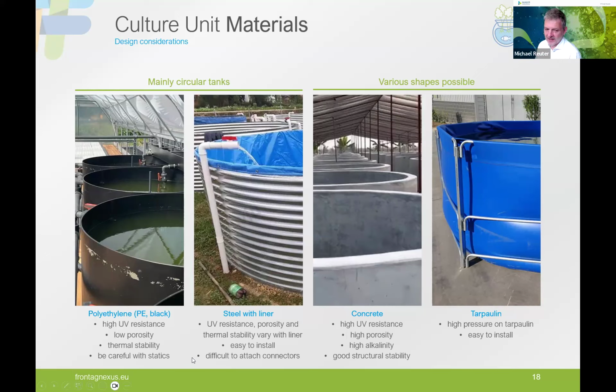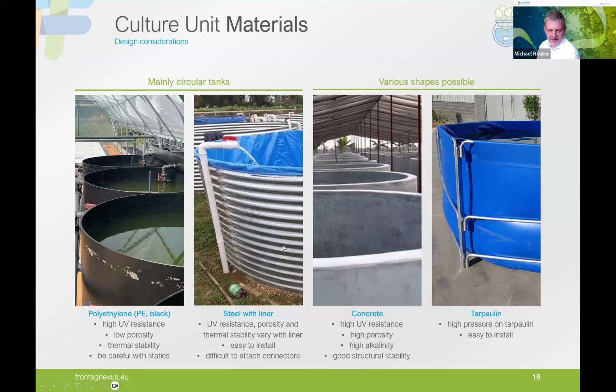Yes, but we have to take a little bit of care of statics because the plastic wall is not very thick, and that makes it a little bit unstable. But as long as we stay round, it stabilizes itself.